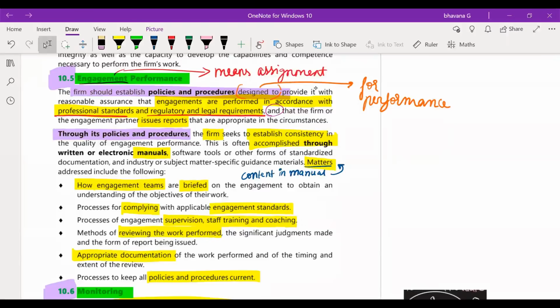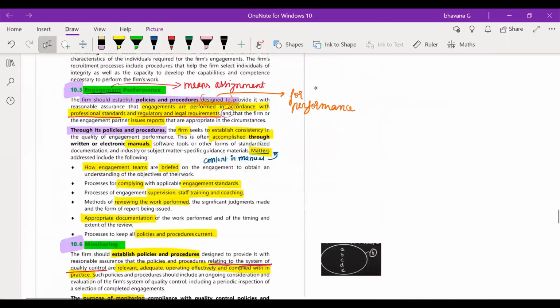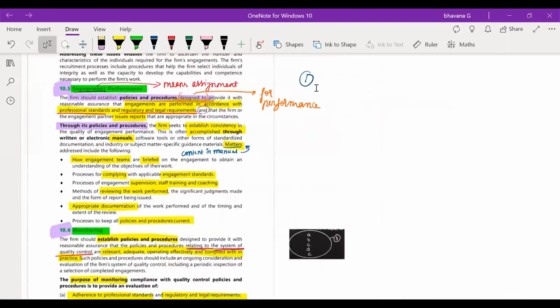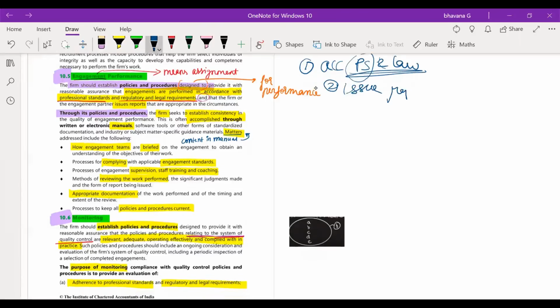So what they tell you here is that the firm should establish policies and procedures designed to provide it with reasonable assurance that engagements are performed in accordance with professional standards and regulatory requirements. So whenever you perform an audit engagement, you must always perform it in accordance with the professional standards and also the law. Whatever regulatory requirements and professional standards are there, you will have to comply with all that, and only in accordance with that you have to perform your audit engagement. Next, you also have to issue reports that are appropriate in the circumstances.